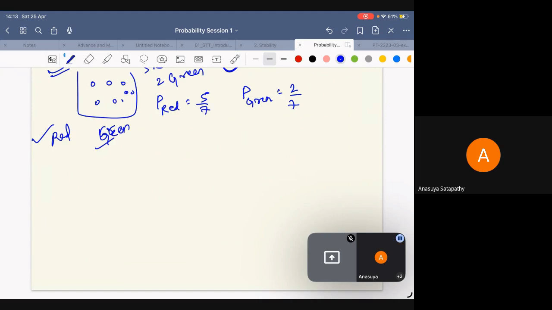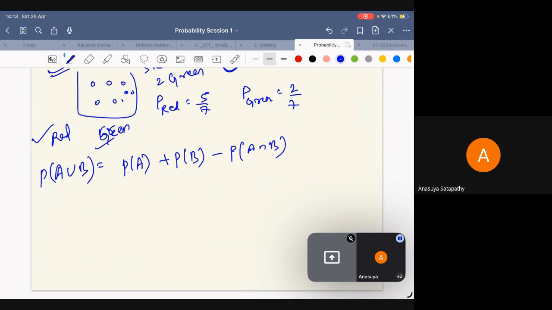I would like to ask, do you have any idea about set theory? Like, what is A union B? Probability of A union B is probability of A plus probability of B minus the intersection of A and B. Yes, so you know the basics. Okay, so let me just recap it.